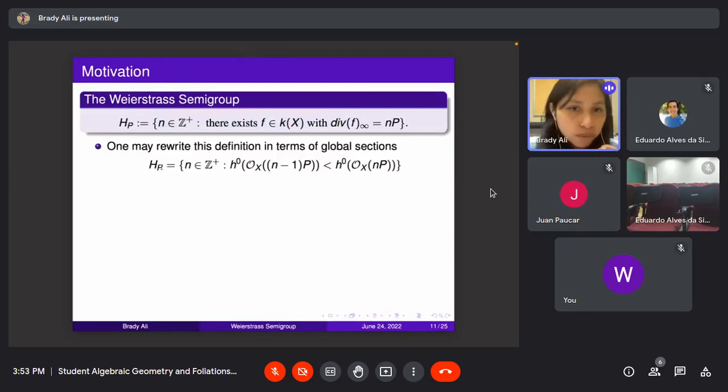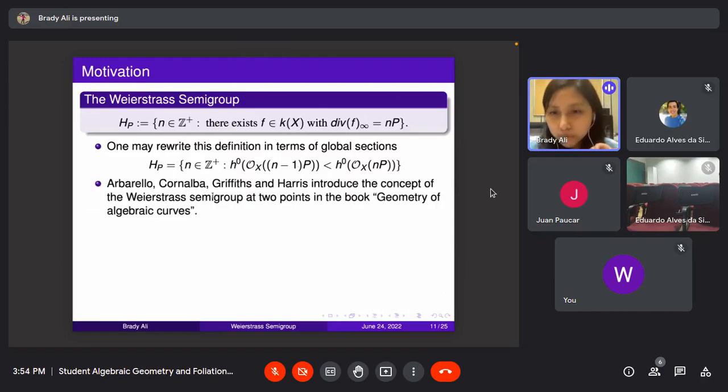So the Weierstrass semigroup will be defined as the positive integers n such that the dimension of the global sections of the sheaf O_X(n-1)P is less than the dimension of the global sections of O_X(nP). As you can see here, I'm just taking out 1 point. Here I have nP, and here I'm just taking minus 1 point P.